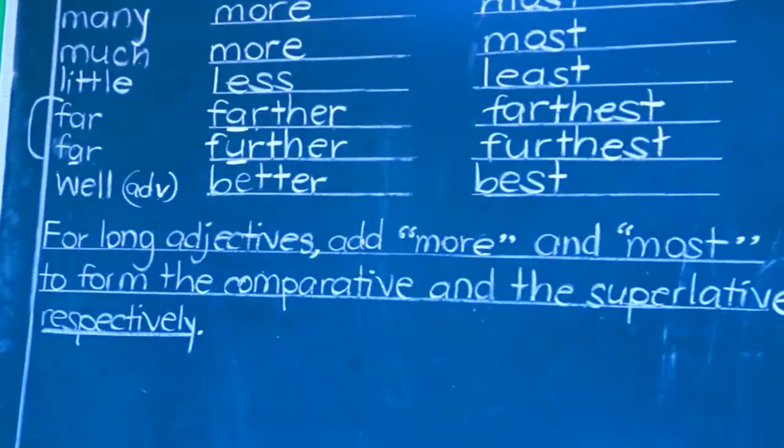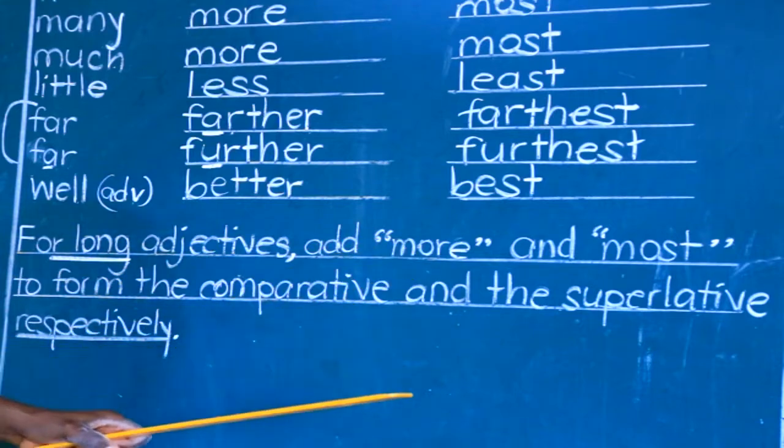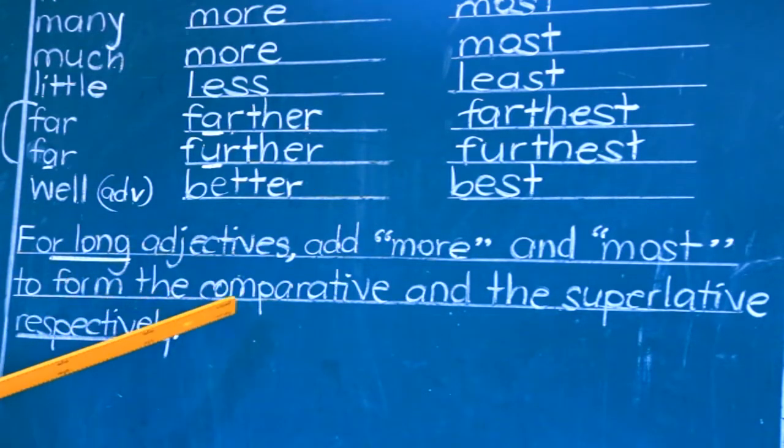Next, we have long adjectives. When you go to upper primary, they will tell you there are two-syllable adjectives, adjectives that have two syllables. But for our level, we are going to use this word long. They are longer than the normal adjectives you have been looking at. So for long adjectives, add more and most to form the comparative and the superlative respectively.